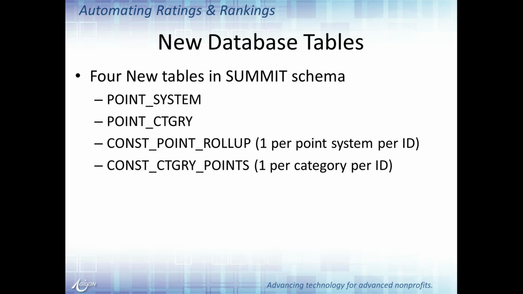As part of this project, we did add 4 new tables to the Summit schema: point system, point CTGRY, constituent point rollup, in which a constituent only exists one time, so that's that rollup total per system, and then the constituent category points, which will have one row per category per ID.